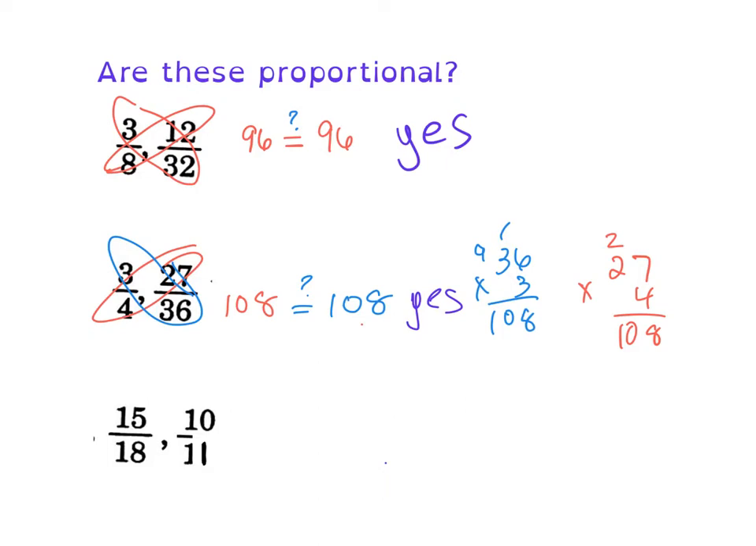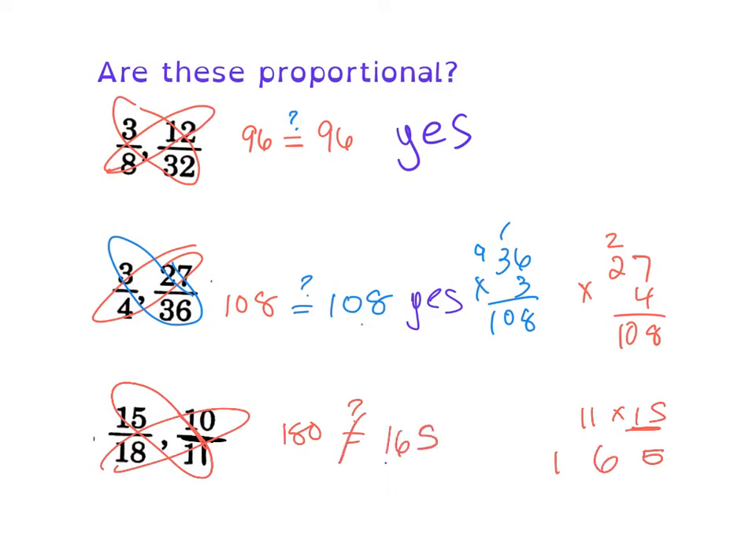I changed this a little bit, specifically because I want you guys to get a no, so you can see what it looks like. I want to know if these two fractions are equivalent, 15/18ths and 10/11ths. So I'm going to cross multiply. 18 times 10 is 180. Is that equal to 11 times 15? Well, 11 times 15, if you remember the trick of 11 times, you take the 1 and the 5, and then you add 1 and 5 and you get 6. That's 165. The answer is no.